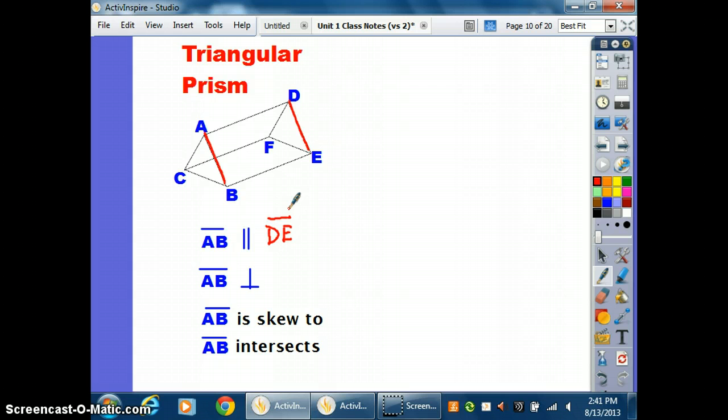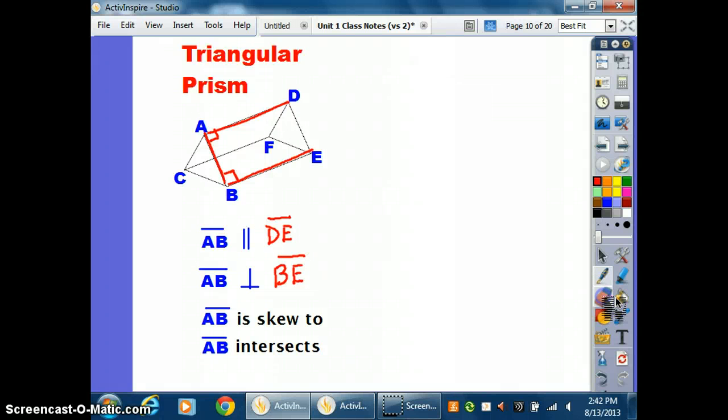The next one. Still, we're talking about AB, but this time I want perpendicular. Upside down T means perpendicular. What segment is perpendicular to AB? This one is. It makes a right angle there. It's a rectangle on a triangular prism. Also AD works. I'm going to choose BE. But you could have said segment AD.